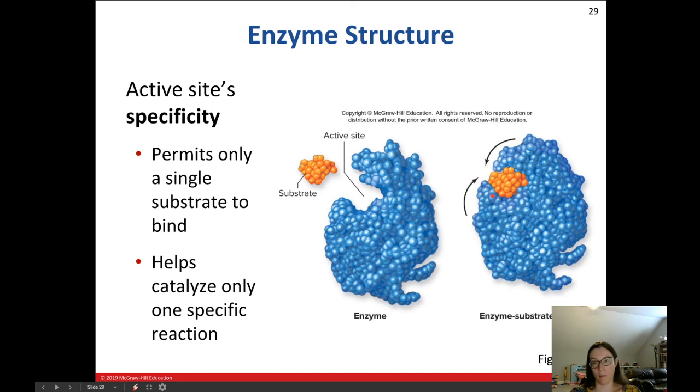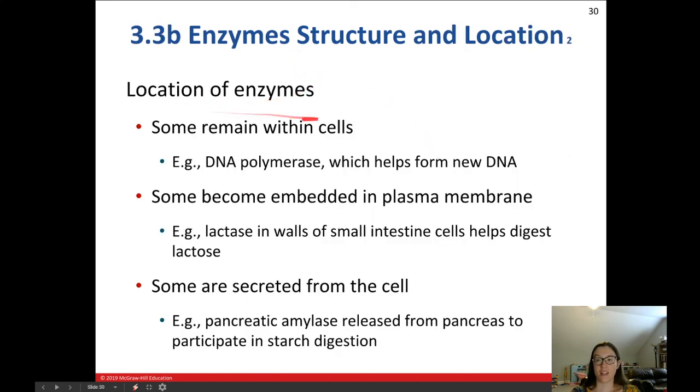It's going to give the substrate a hug, decrease the activation energy, and cause the reaction to happen more quickly. Some of these enzymes are going to be within cells. Like DNA polymerase is within the cell, right? It helps form new DNA.